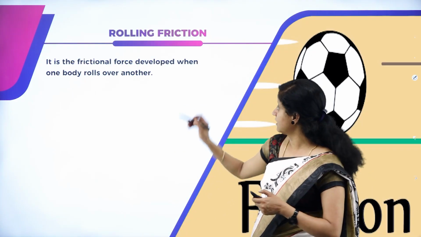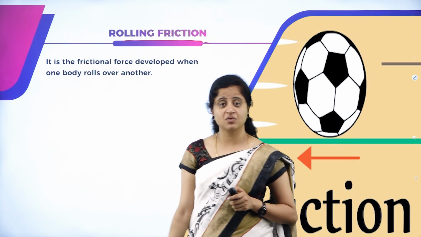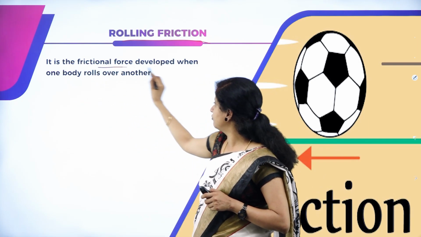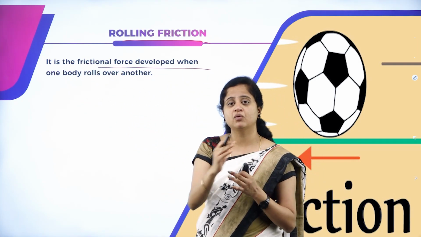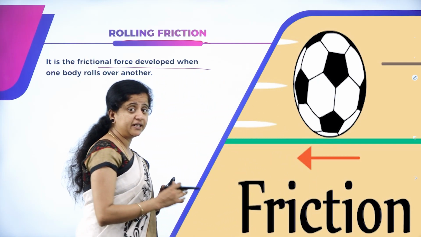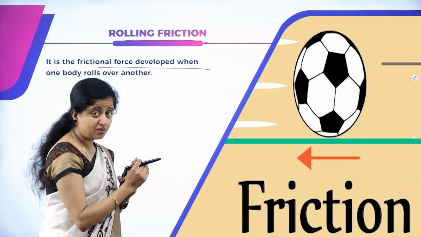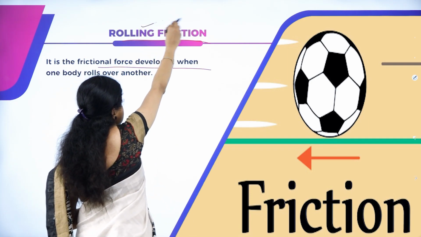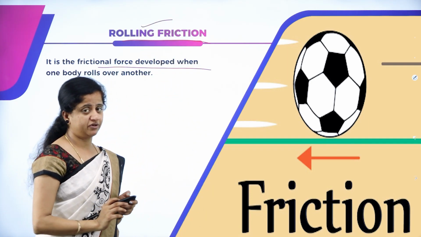The next type of friction is rolling friction. So what is rolling friction? It is the frictional force developed when one body rolls over the other body. When one body is rolling over the other body, there is friction between these two bodies, and the name for such type of friction is rolling friction.